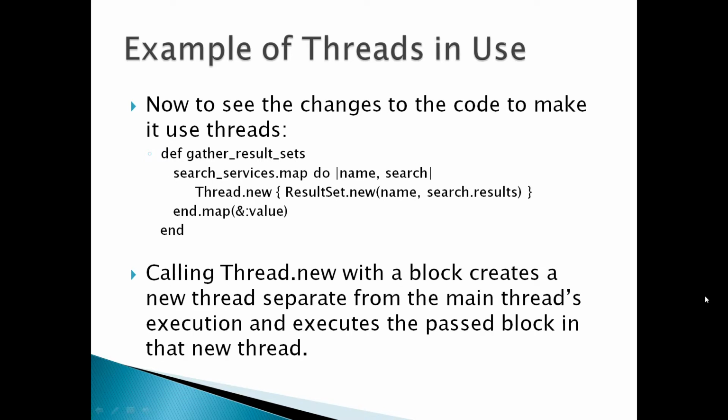Now to see the changes to the code to make it use threads. Calling Thread.new with a block creates a new thread, separating from the main thread's execution, and executes the passed block in the new thread. They first map to return a list of threaded instances, which they then map over, calling value on each. The value method does two things.